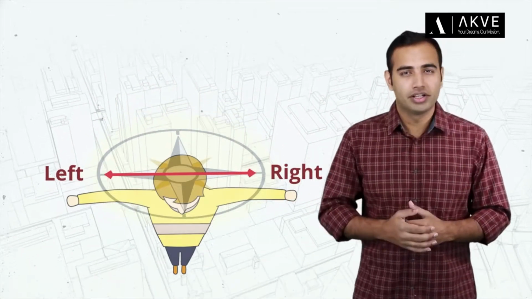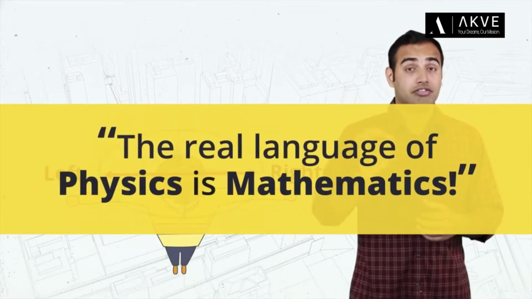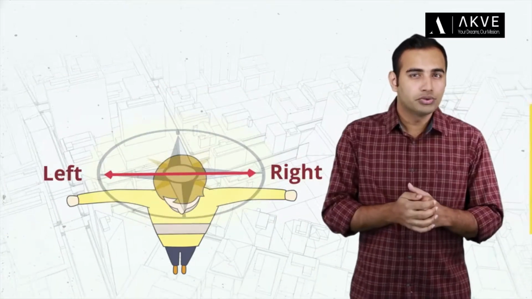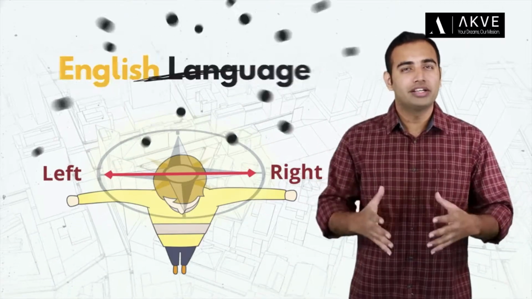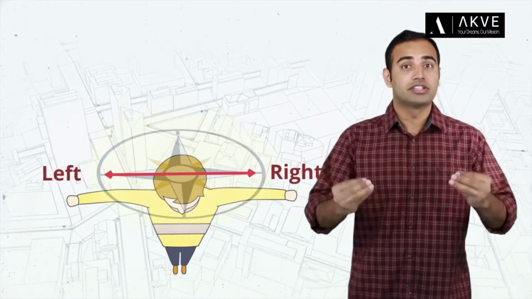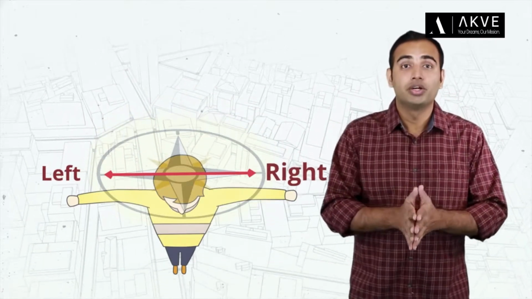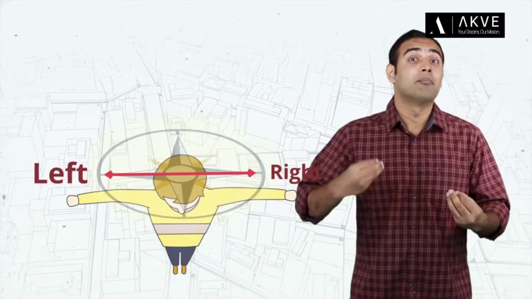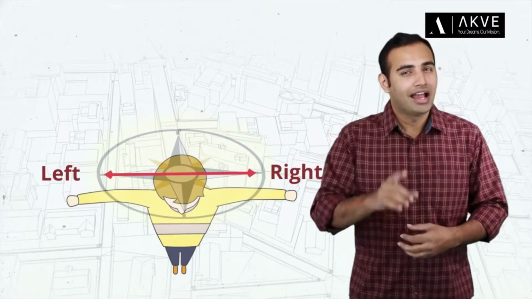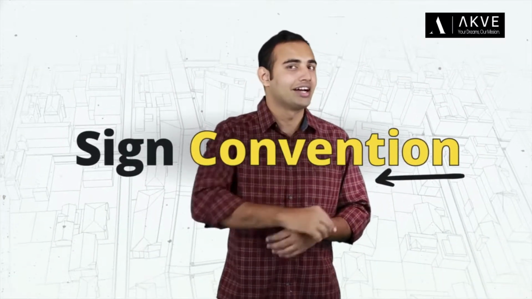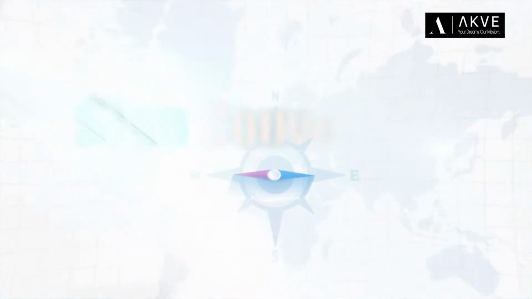But as I told you earlier, the real language in which physics is expressed is actually mathematics. So, the English language won't take us anywhere with an in-depth physical analysis. So this means that we have to figure out a way to express these directions mathematically as well. And in this video of sign convention, we learn to do exactly that. So if you are ready, then we can begin, guys.